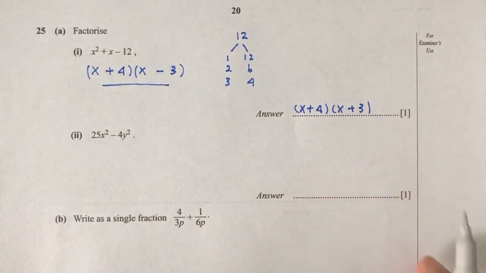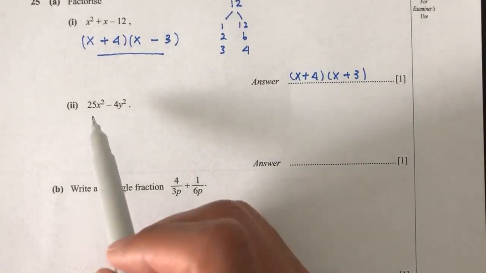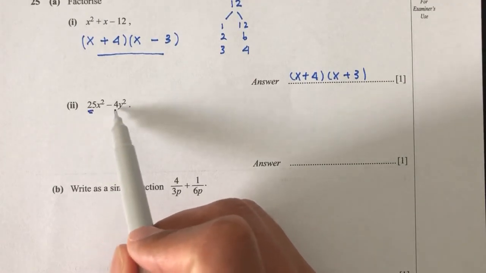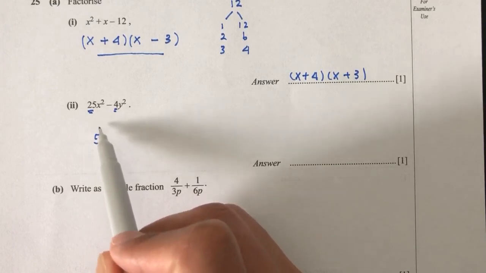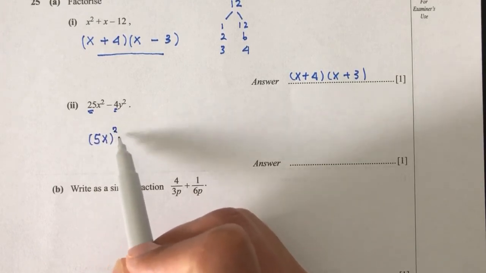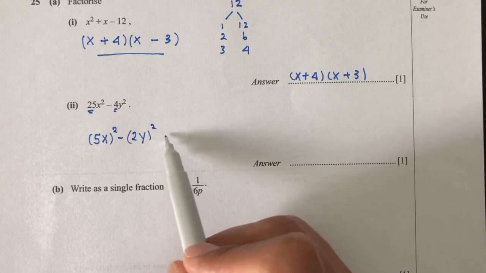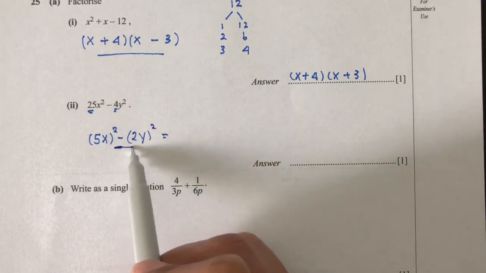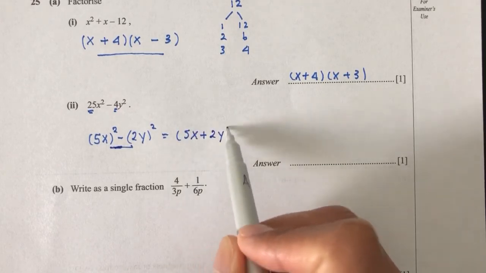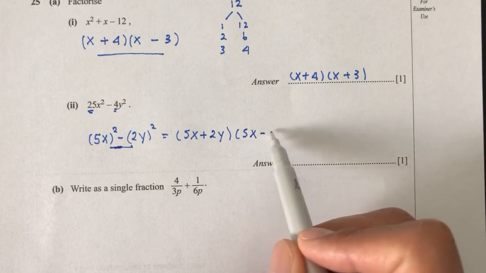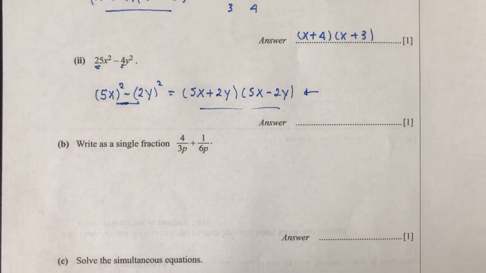Now this one, 25x squared minus 4y squared. So we do see that this number is a square number and this number is also a square number. So 25 is actually 5 times 5, which is 5 squared. This is 2 times 2, which is 2 squared. So it becomes 2y squared. So now if we have subtraction of square numbers, we have to use a formula, which is 5x plus 2y and 5x minus 2y will be the factorization of these square numbers.